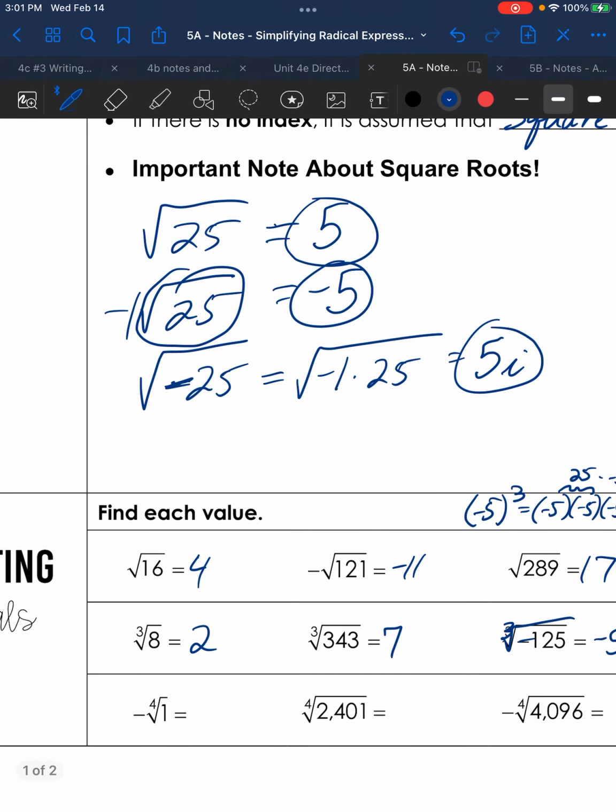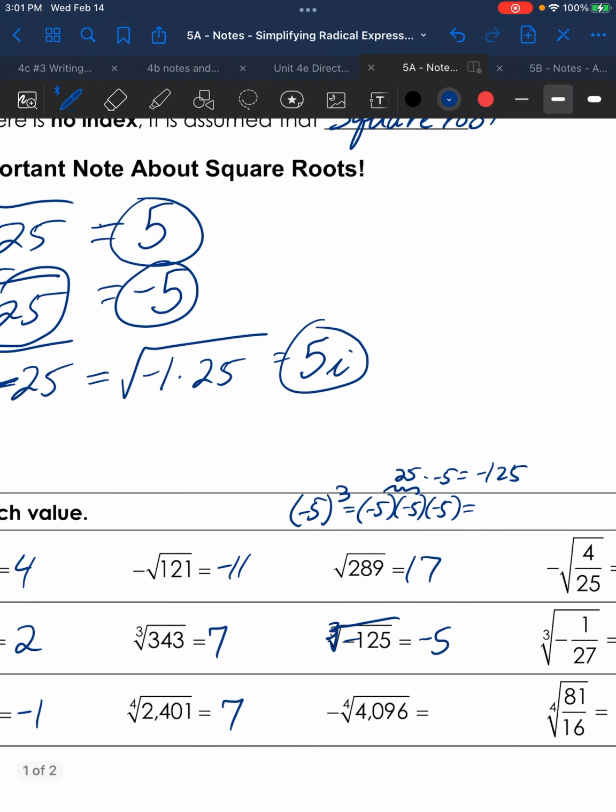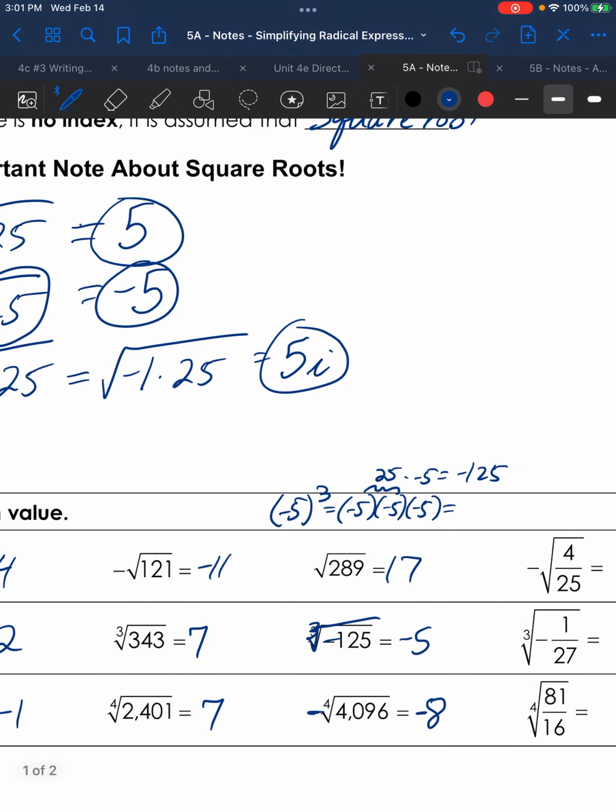So down on the bottom, fourth root of 1 is 1, and then there's a negative on the outside. Fourth root of 2401 is 7, and I would just put that straight in the calculator. Fourth root of 4096 is too big for my brain. That's just going to be 8 when you put it in the calculator, and there's a negative on the outside, so the negative will come with it.